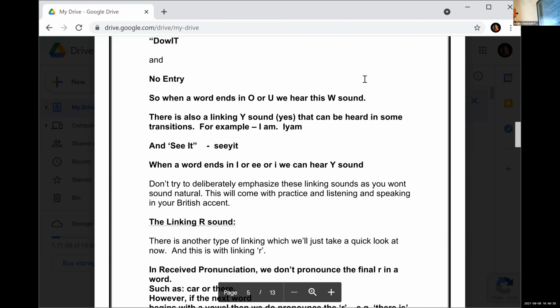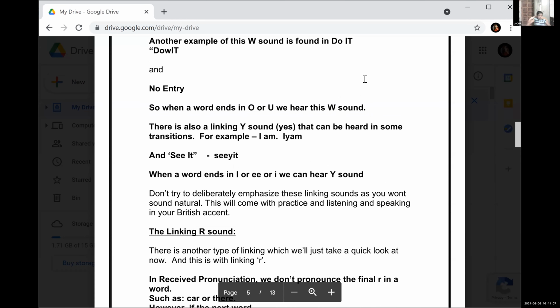Please check your connection. Okay, there is also a linking Y sound that can be heard in some transitions. That is "I am." When a word ends in I or E, we can hear a Y sound. I am.